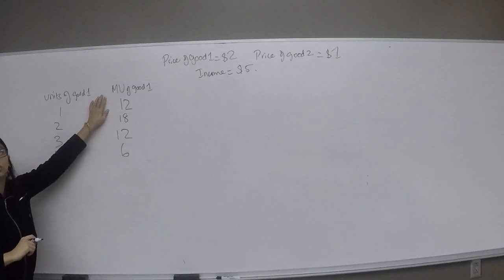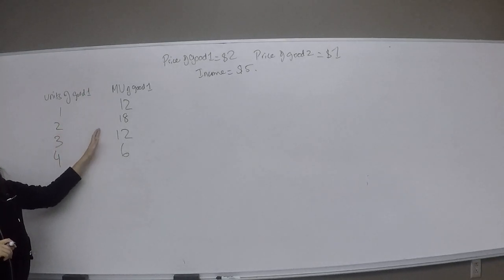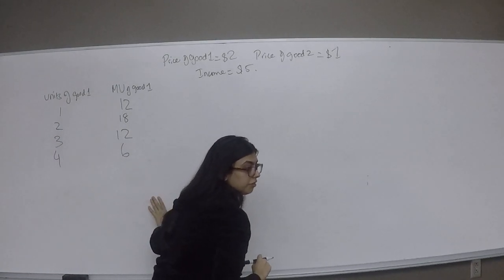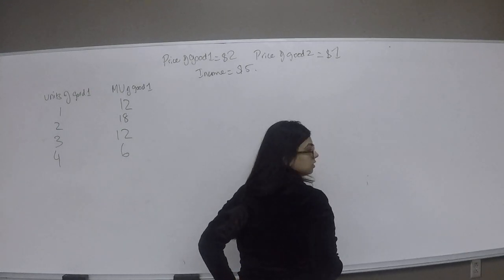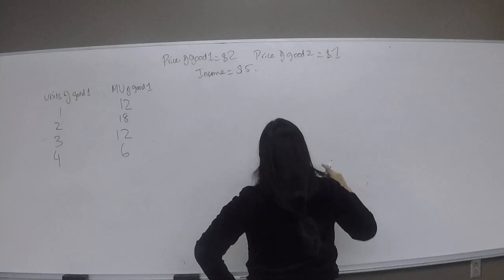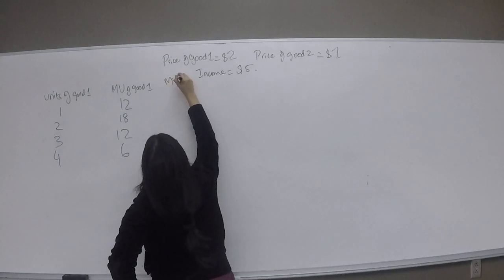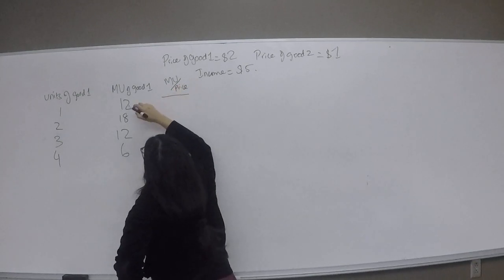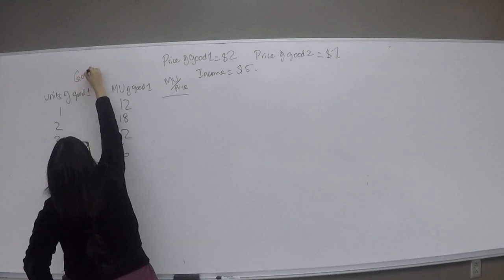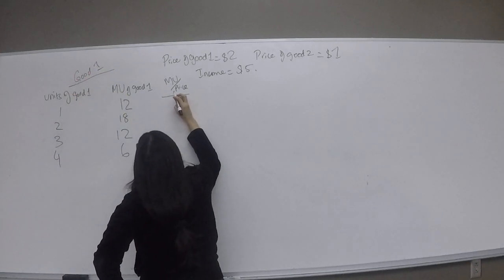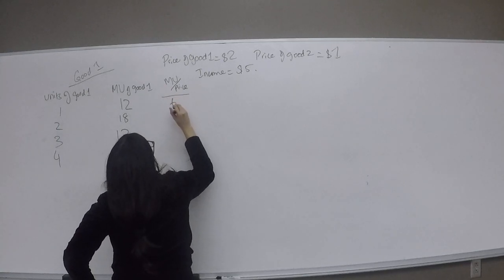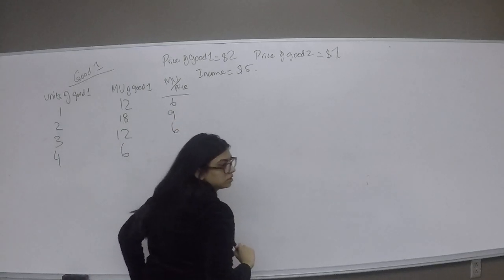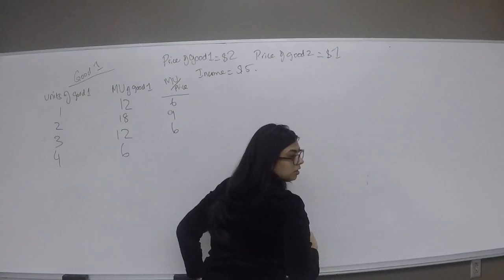Now, in this example, marginal utility is given to you. In other cases I will give you total utility and you'll have to calculate marginal utility. Marginal utility per price, or per dollar, for good one. This table is for good one.